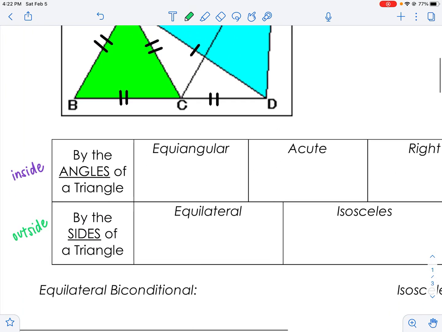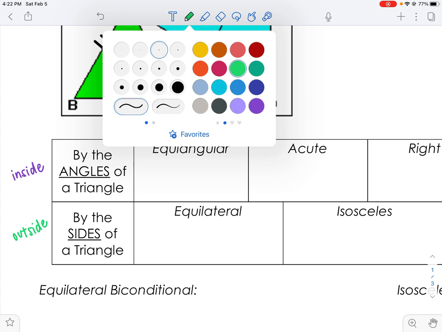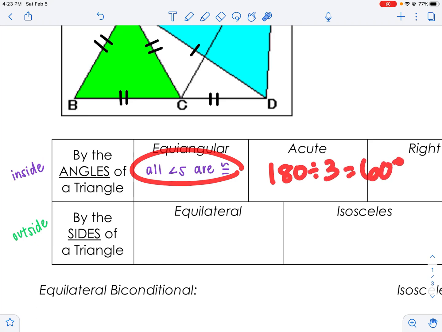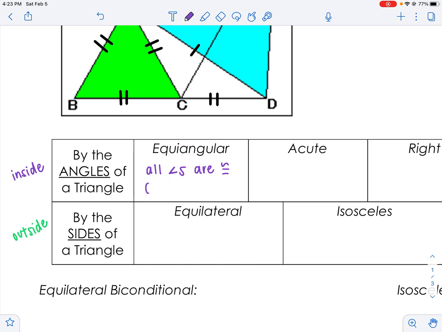Now, if all three of those angles are congruent, which means exactly the same, we call that equiangular. So that's if all three angles, or all the angles, I'm going to use symbols here, are congruent. And if you remember, maybe not, that triangles add up to 180 degrees. So if I just want to find one, if they're all the same, 180 divided by 3 is 60. So each angle should equal 60 degrees if it's equiangular.